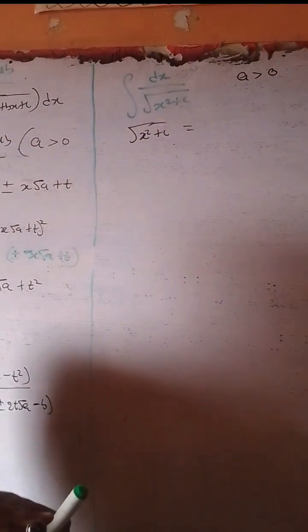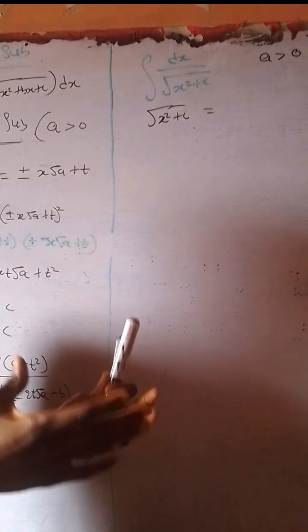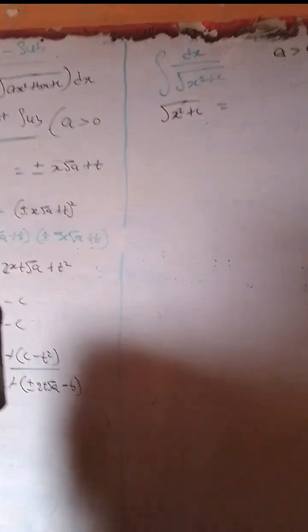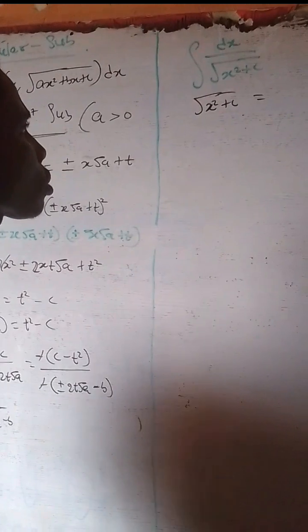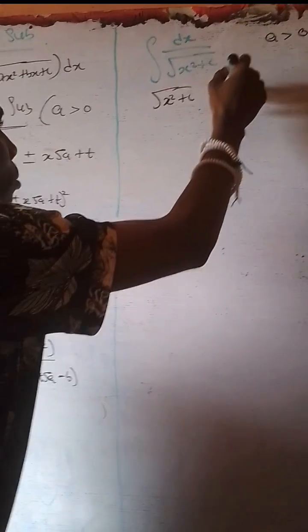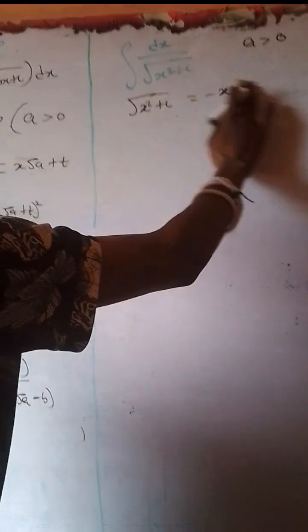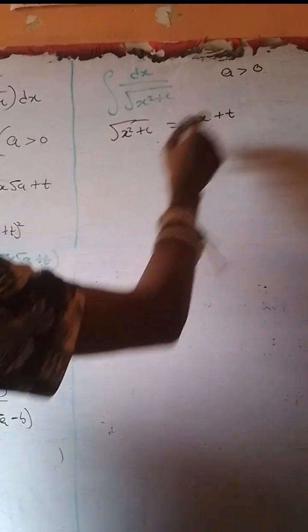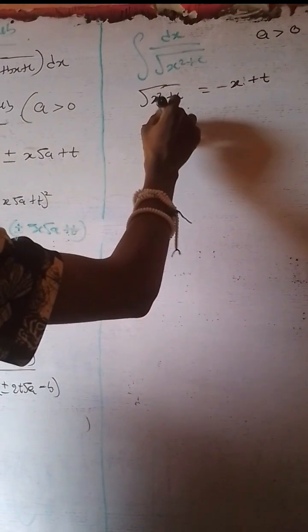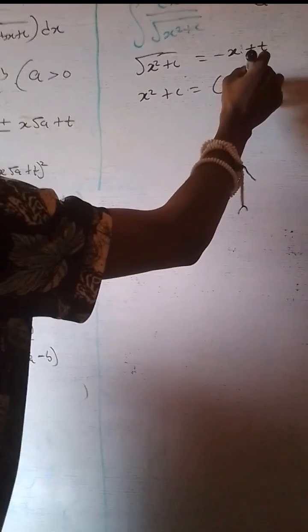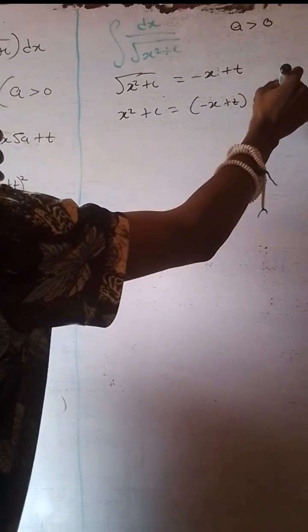Because in most cases it might convert to an absolute value, whereby it will still change the negative value to a positive value. So therefore, let's just use the negative value. You'll have minus x root a plus t, adding our variable there, and root a, which is 1 here, will automatically be 1, and that will be plus t. So we square both sides, right? You have x squared plus c equals minus x plus t, then minus x plus t.